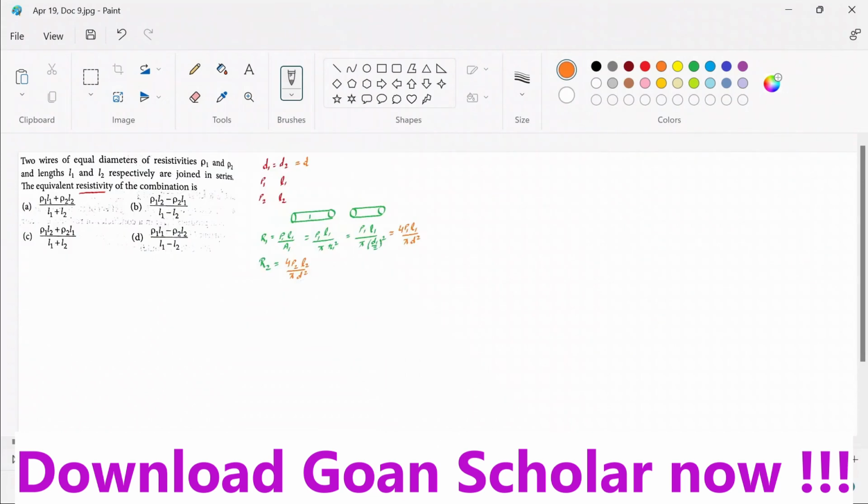And once you have found your resistance values, your equivalent resistance R will be equals to R1 plus R2. Correct? This is the equivalent resistance of these two wires connected in series. So what is R? 4 rho 1 L1 upon pi D square plus 4 rho 2 L2 upon pi D square. And the equivalent resistance for any such system, for a single wire, 10 wires, 5 wires, it should be equals to what? It should be rho L by A. Correct?